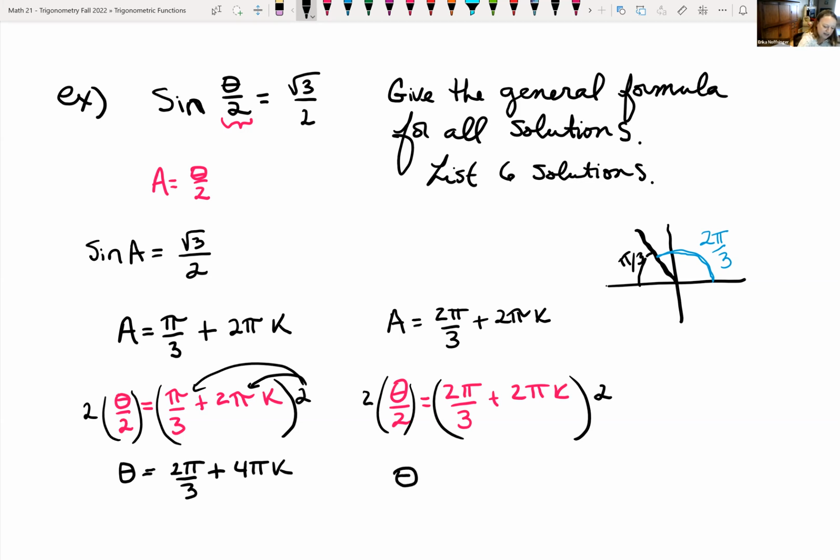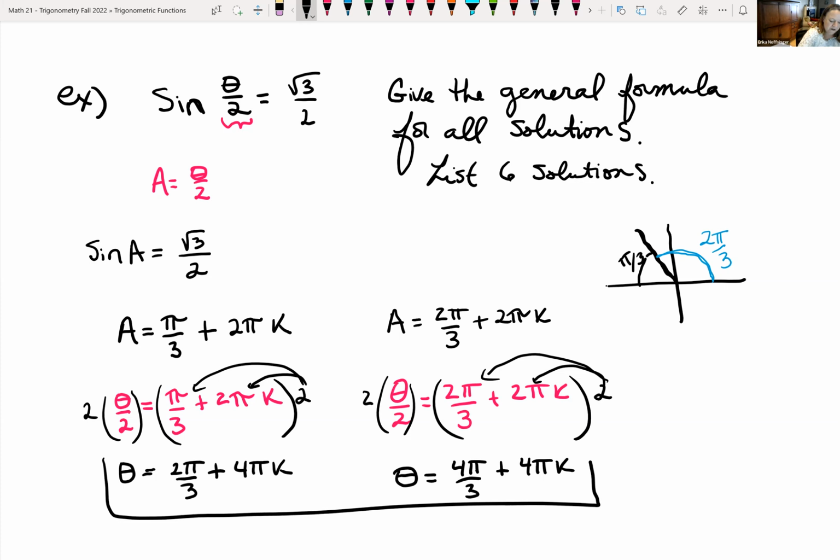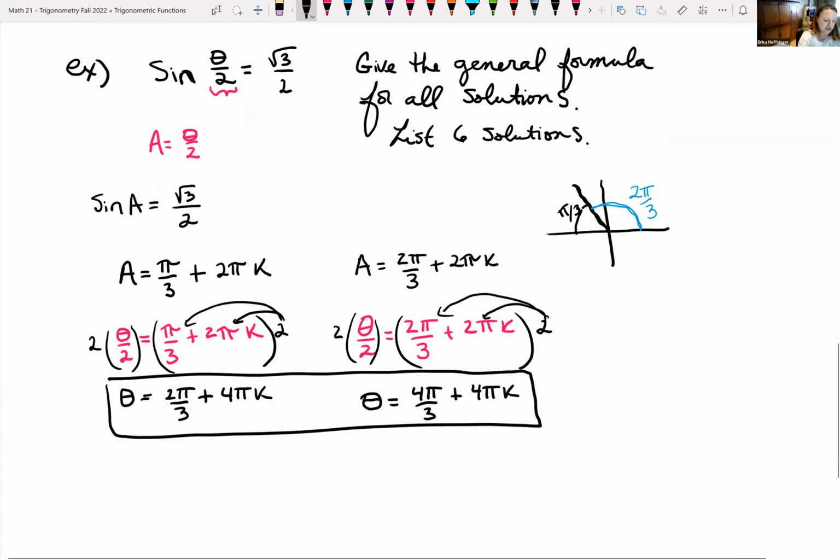And theta is equal to, distributing our 2 here, same thing. 2 times 2 pi thirds is 4 pi thirds, plus 2 times 2 pi k is 4 pi k. So these are the general solutions or general formulas for the solution. But I wanted us to list 6 solutions.